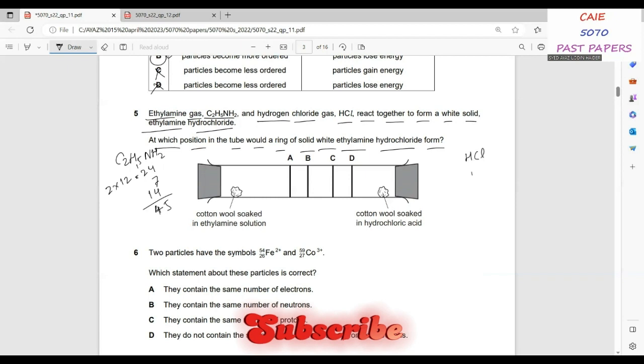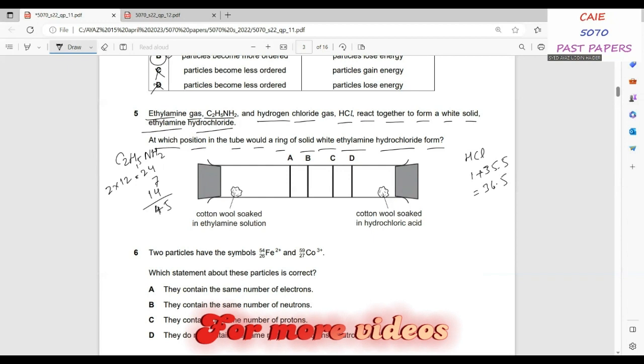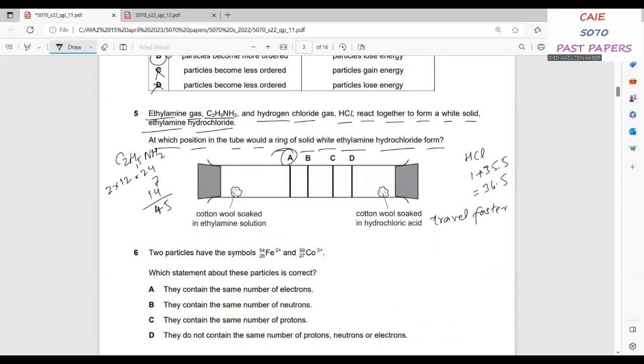Ar of hydrogen is 1 and chlorine is 35.5. So we'll get 36.5. So hydrogen chloride will travel faster than ethylamine. So definitely A will be the answer for this one. Both will meet at point A to form a white solid.